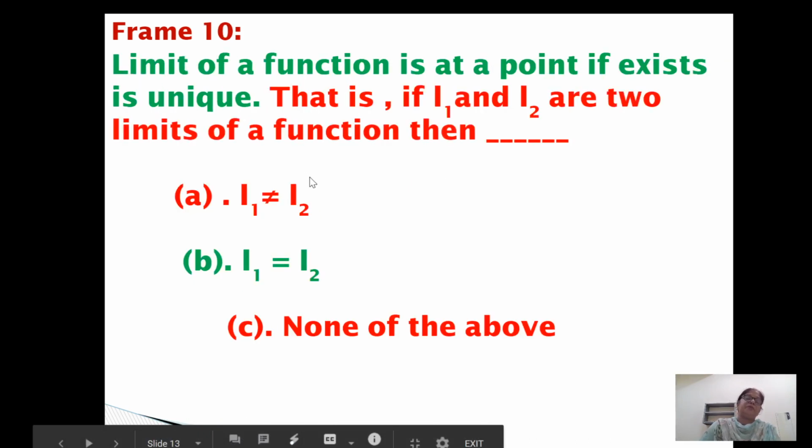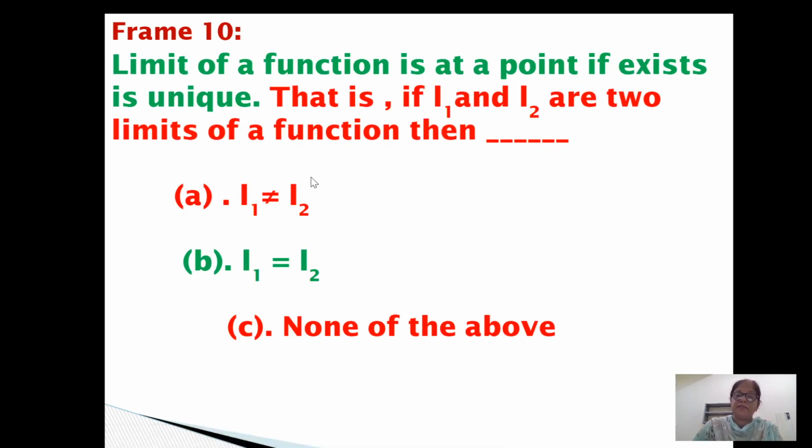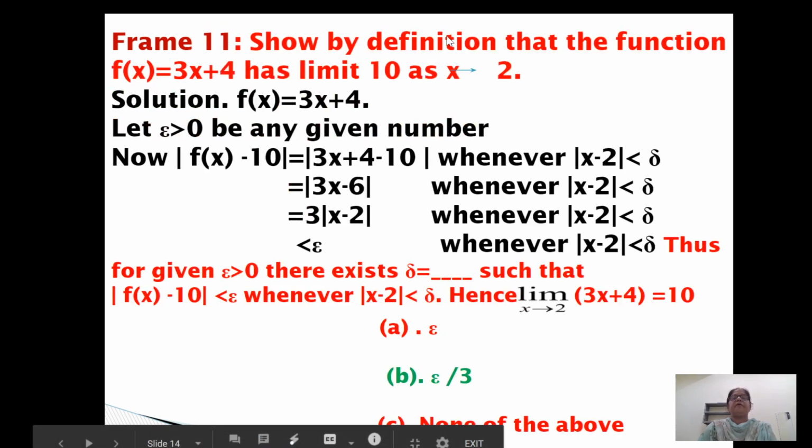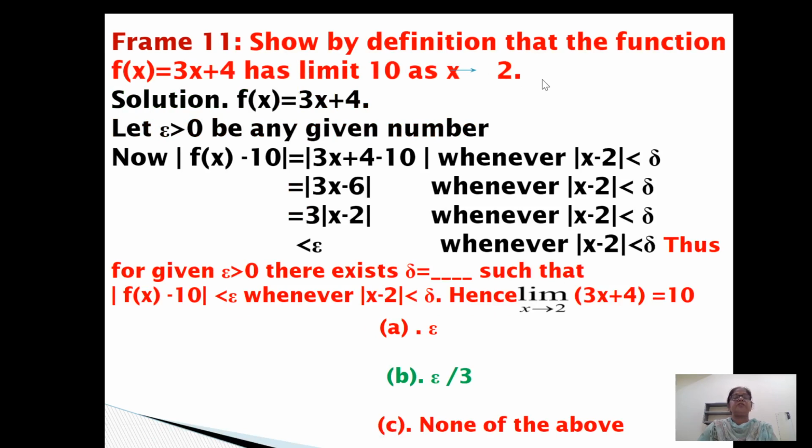Now you know it very well, whenever limit exists, it is always unique. It means if you have L1 and L2, two limits of the given function, they will always be equal, meaning L1 is equal to L2. Now we will discuss some questions. Show by definition that this.